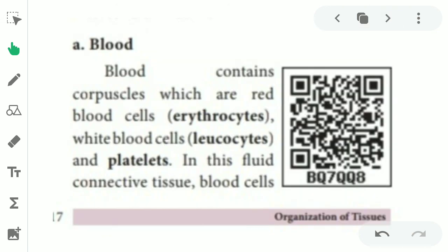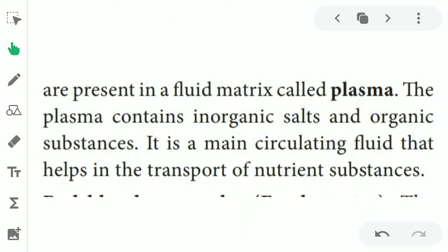Matrix means plasma. Blood contains corpuscles, which are red blood cells (erythrocytes), leukocytes and platelets. These connective tissue blood cells are present in the fluid matrix, plasma. Plasma is the matrix. The plasma contains inorganic salts and organic substances. Blood is a circulating fluid. It transports nutrient substances.